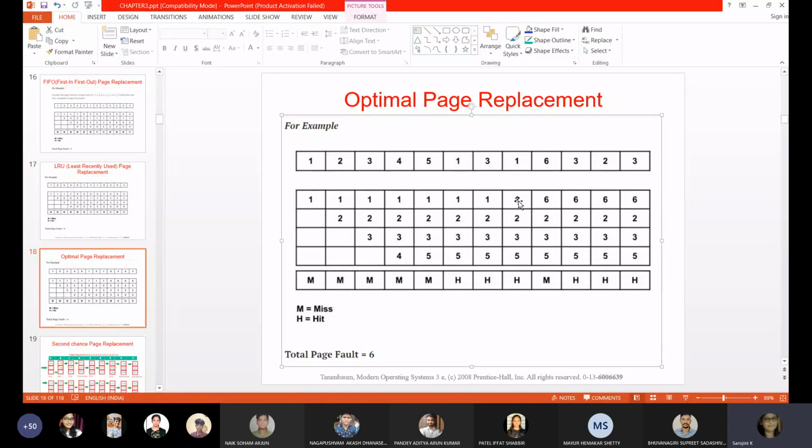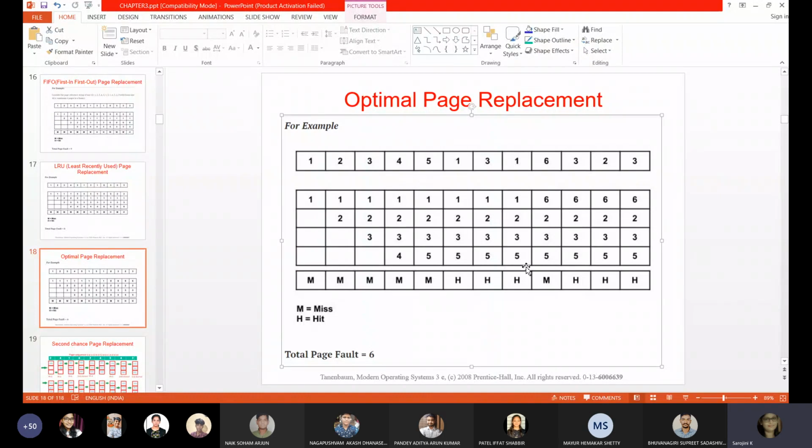Okay. So after 6, which pages are there in the future string? 3, 2, 3 are there. But inside the main memory, which pages are there? 1, 2, 3, 5. Of these, 2 and 3 are here in the future string, but 1 and 5 are not there in the future string. They will not be referred. So there is a tie between page 1 and page 5, because both are not in the future string. That means they will not be referred at all. So we can remove any one of these pages, no?